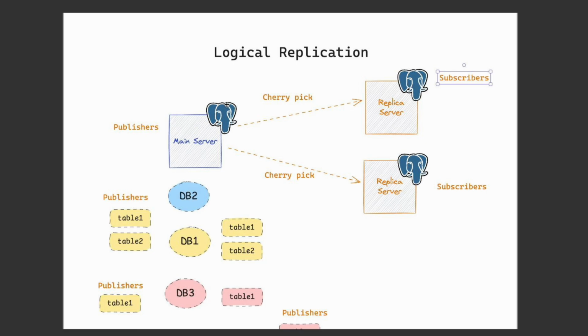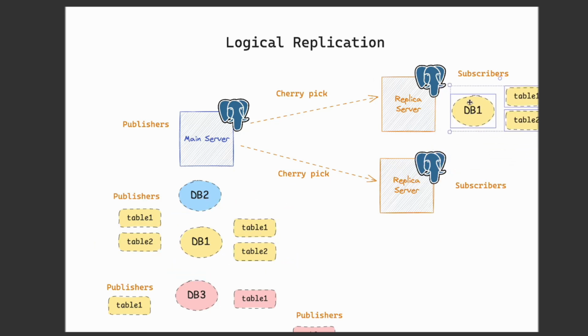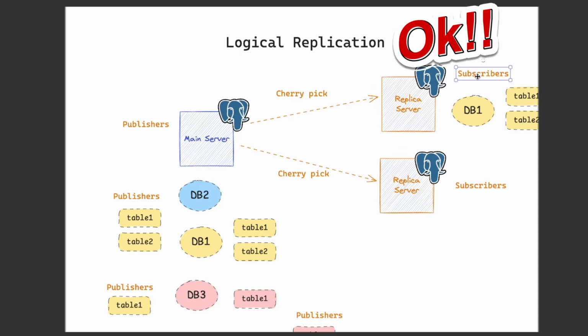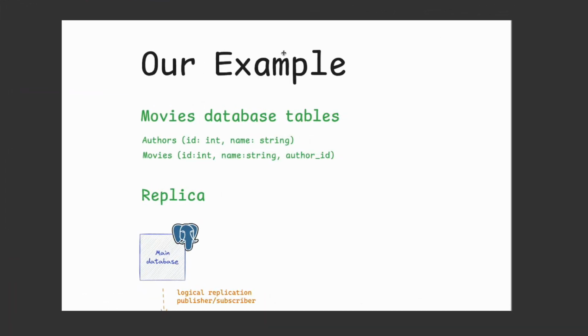We should be aware that if we want to create a subscriber to a publisher, the database schemas and tables should be equal. That means that before creating a subscriber, we need to create the database and the tables on the replica servers. After that, you can create the subscriber and all data will be copied. Now, let's go to our example.